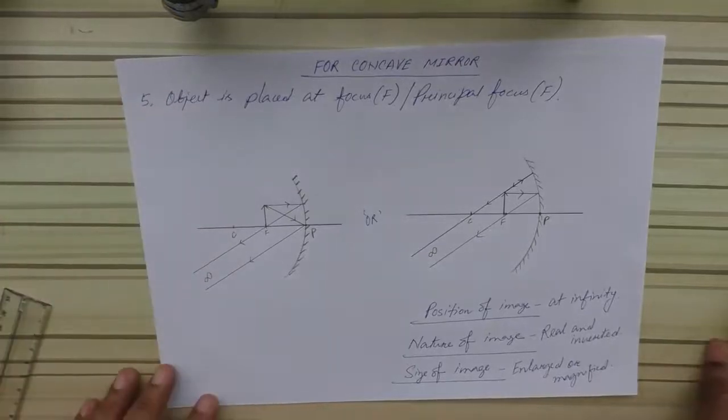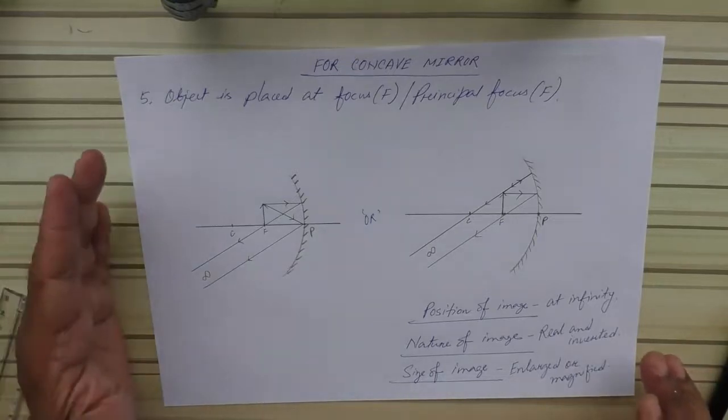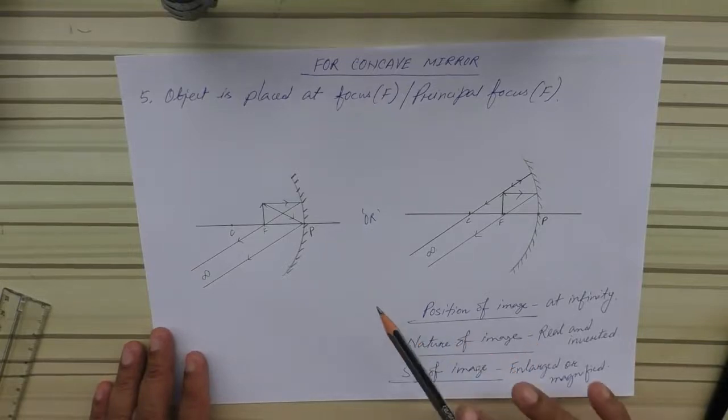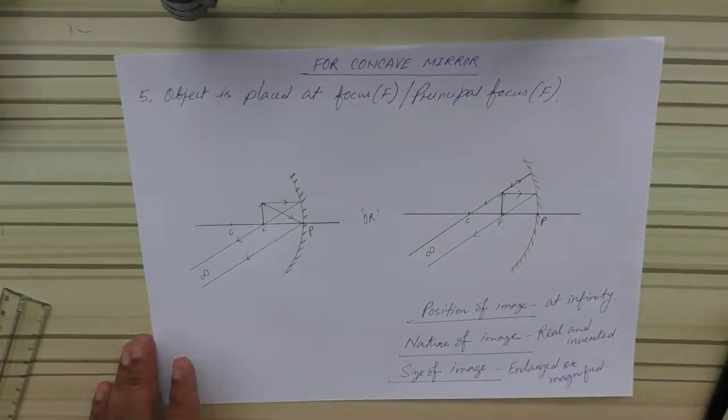Enlarged or magnified. So we discussed point number 5, where the object is placed at focus in case of a concave mirror. If the object is placed at focus, the image is formed at infinity. Nature of image is real and inverted, and the size of the image is enlarged or magnified.